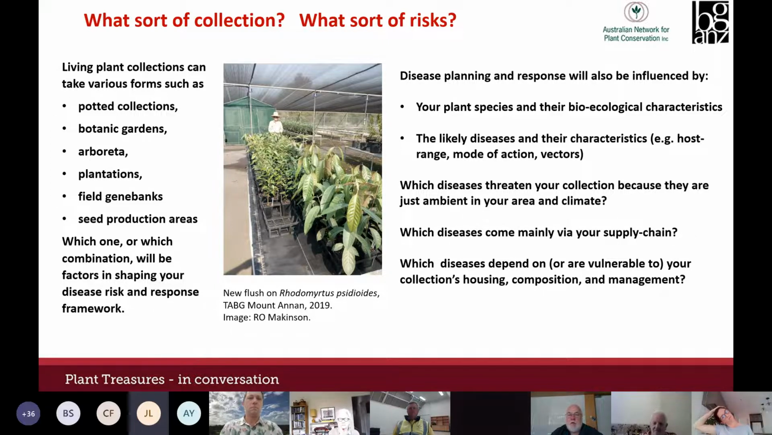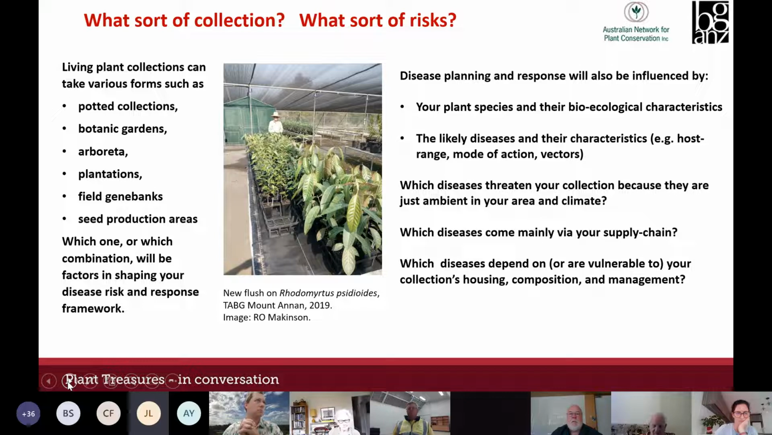That will also be shaped by the kind of species you've got and their characteristics, the diseases that you think are likely to be a problem for those species in your location, and then considerations about which diseases are simply ambient in your area and you'll have to deal with them on an ongoing basis, which ones come from your supply chain and can be managed in that kind of arena, and which ones might depend on or be vulnerable to manipulation in your particular collections, location, housing, or management technique.